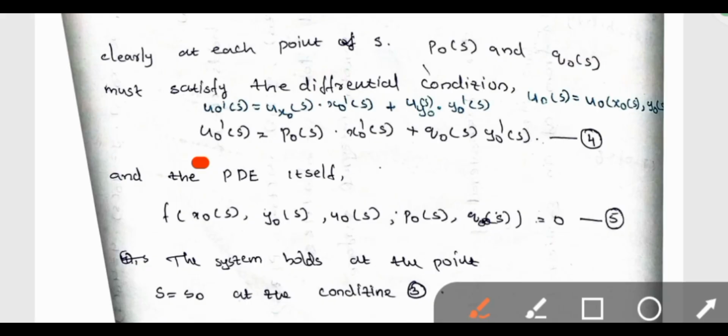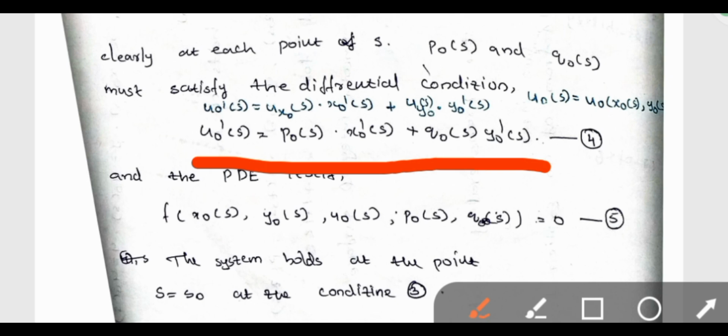Clearly, at each point s, p0(s) and q0(s) must satisfy the differential condition u0'(s) = p0(s) x0'(s) + q0(s) y0'(s), named as equation 4.